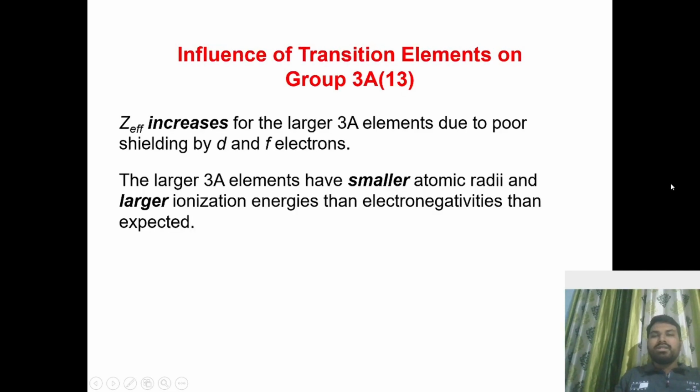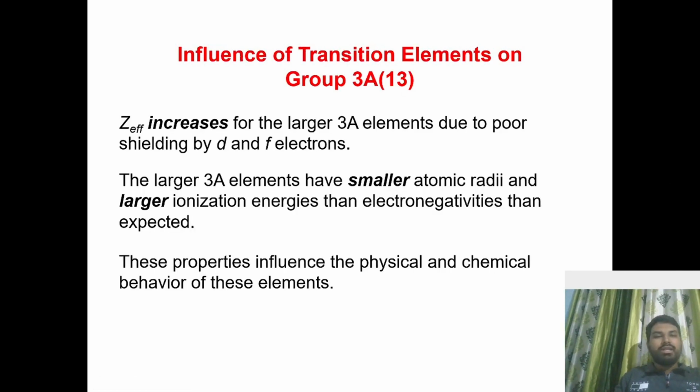Influence of transition elements on group 3A, that is group 13 elements: Z effective increases for the larger 3A elements due to poor shielding by d and f electrons. The larger 3A elements have smaller atomic radii and larger ionization energies and electronegativities than expected. These properties influence the physical and chemical behavior of the elements.